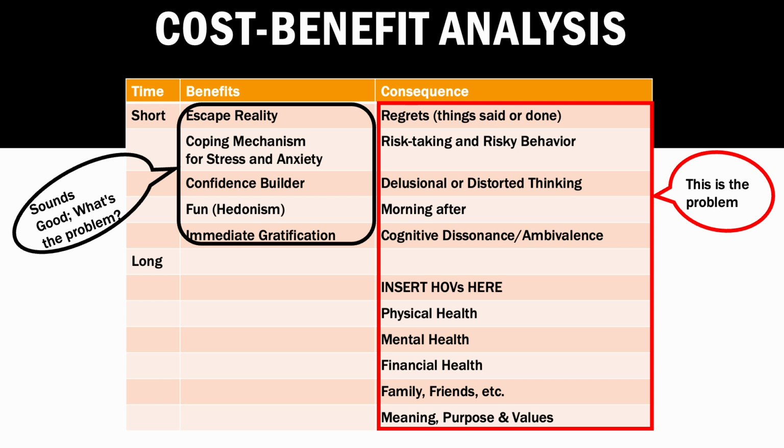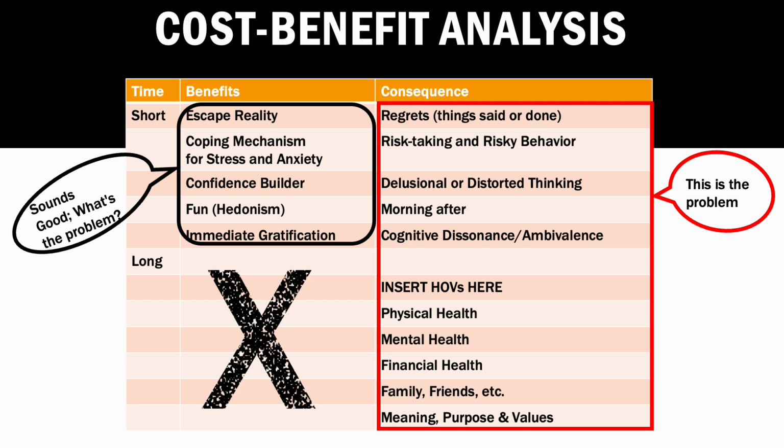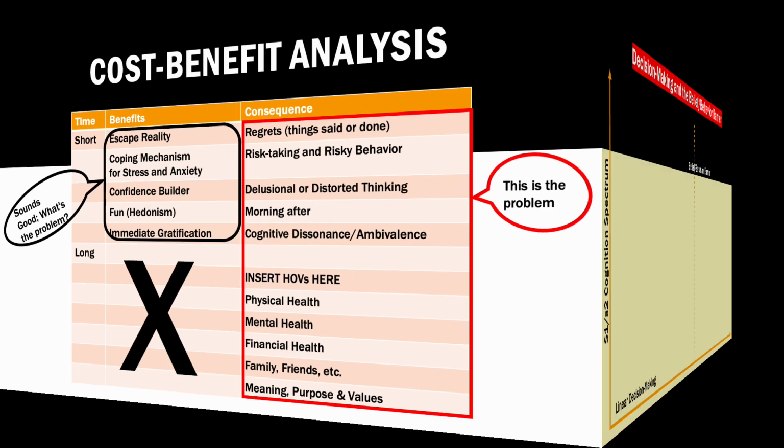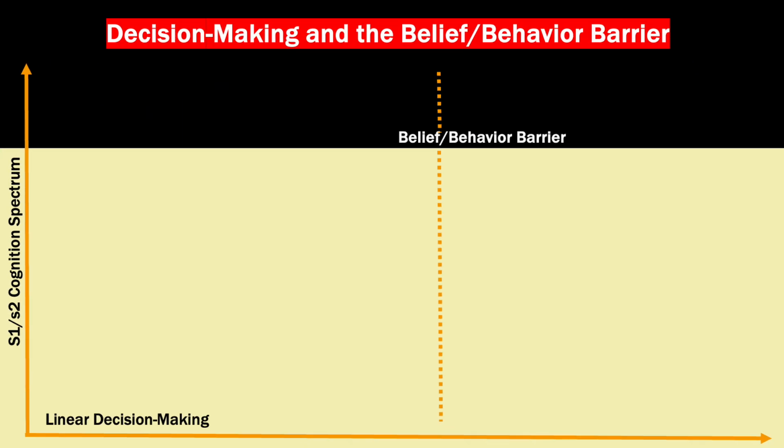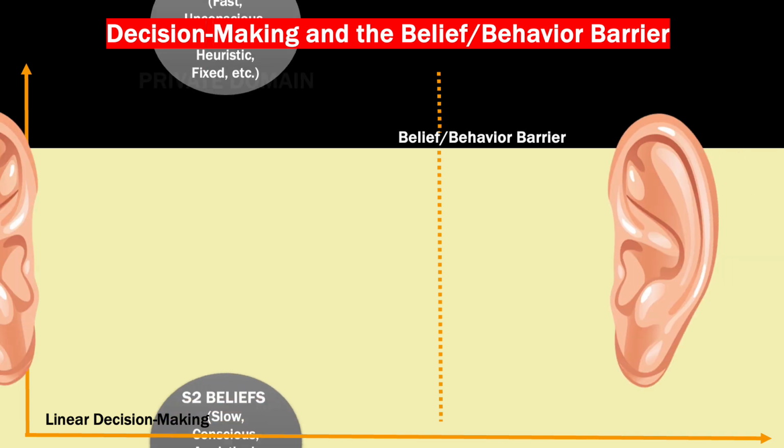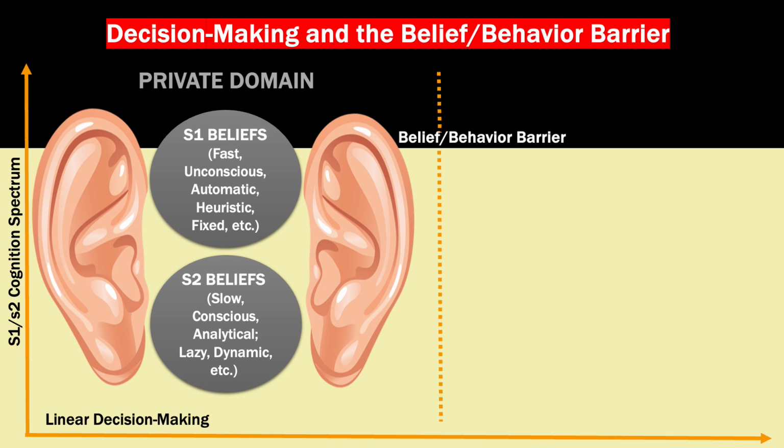And to cap it off, there are no long-term benefits for addictive behavior. We now return to our between your ears concept and introduce the belief behavior barrier. As you can see, we have added two circles to represent two different belief characteristics.